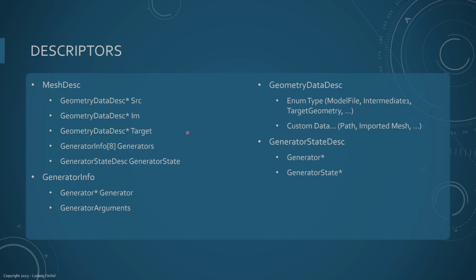You have some target format that's going to be initially null because the mesh hasn't been transformed. Intermediate is also going to be null. You have some generator information, just hard coded to 8 here, because 8 generators should probably be enough for most of what should happen. And then what happens is that these generators are walked.